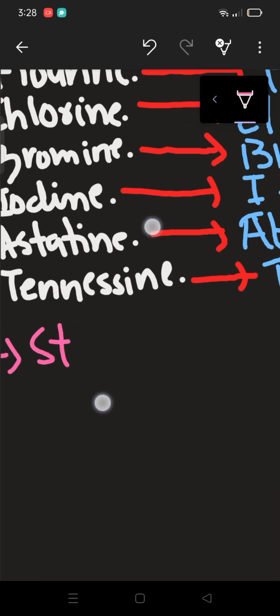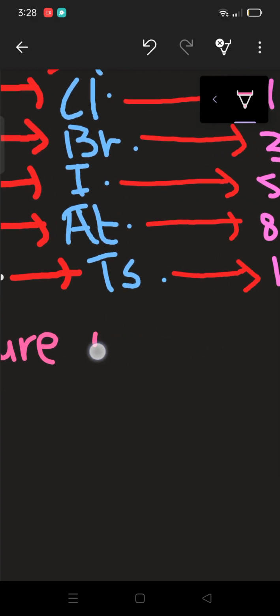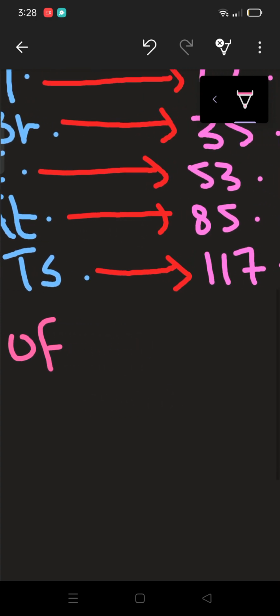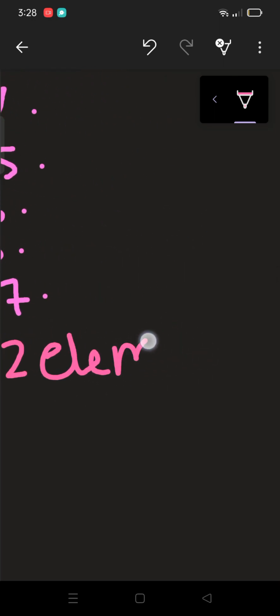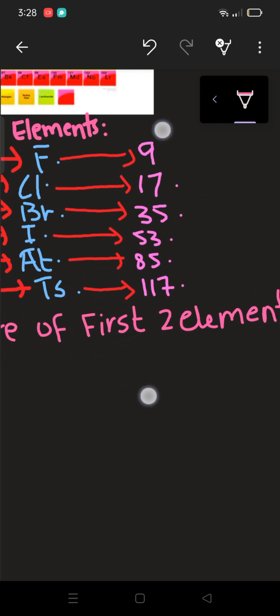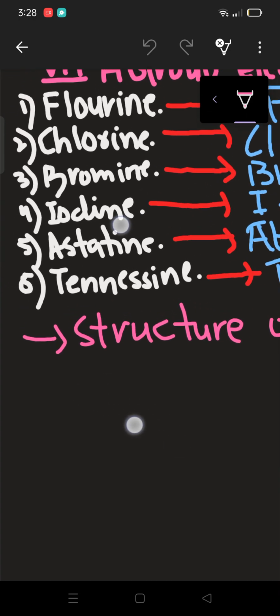We'll be going with the structure of the first 2 elements of the 7th A group. Alright, so we would be going with fluorine as well as chlorine.